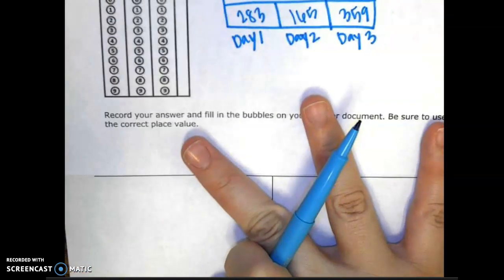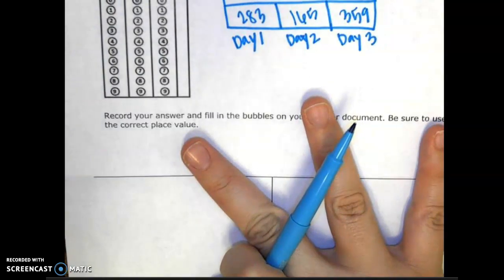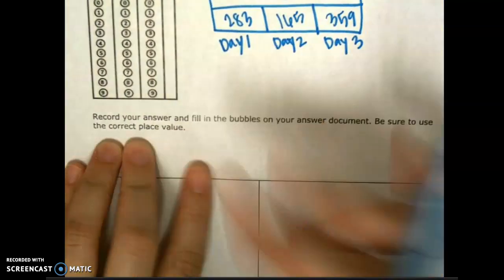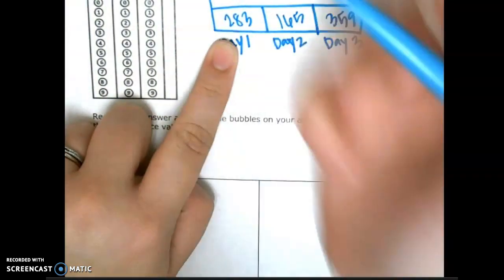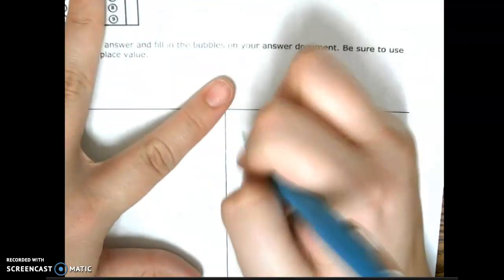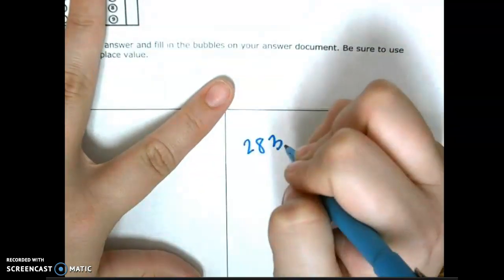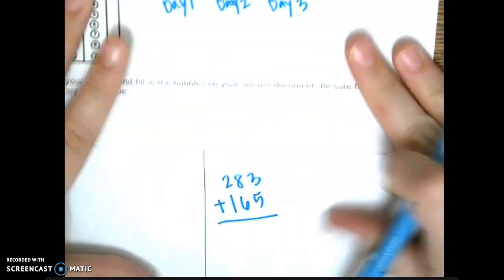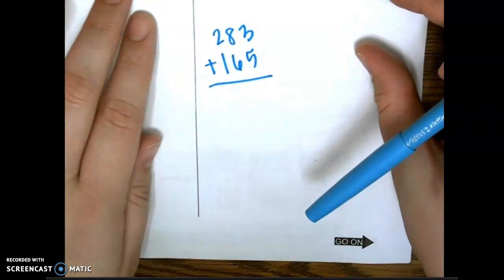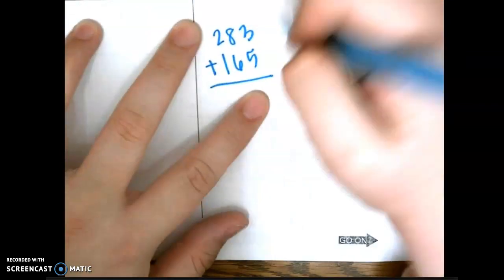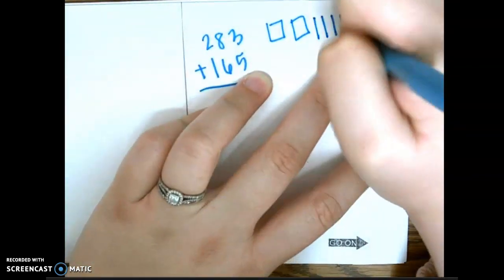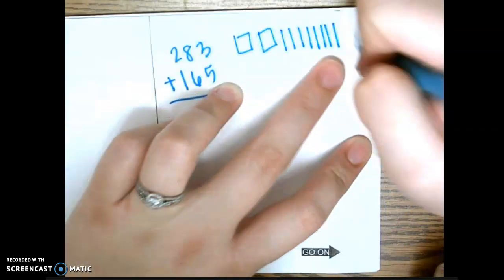And I'm going to do the break apart method. Well, I'm going to do base 10 blocks, and then I'm going to do break apart method. So for base 10 blocks, I'm going to add 2 of them together first. So I'm going to do 283 plus 165. Here I'm going to do base 10 blocks, and then I'll come back and do the break apart in a minute. So 283: 1, 2, 10, 20, 30, 40, 50, 60, 70, 80, 3, 1, 2, 3.